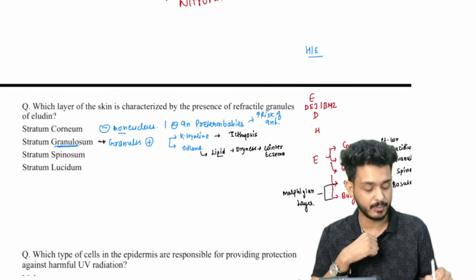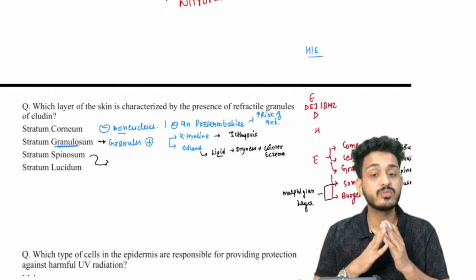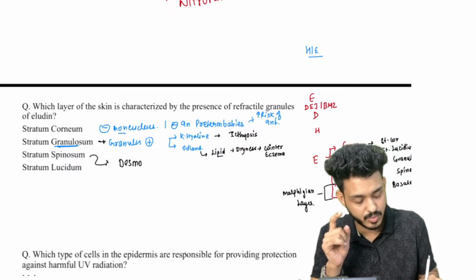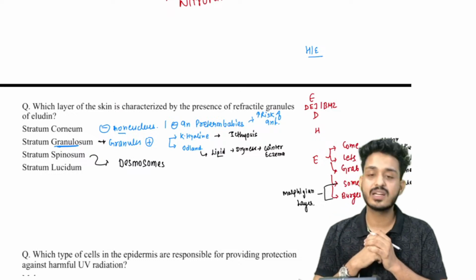Two things you have to remember from the spinosum part. One is that desmosomes are most abundantly present in your stratum spinosum.